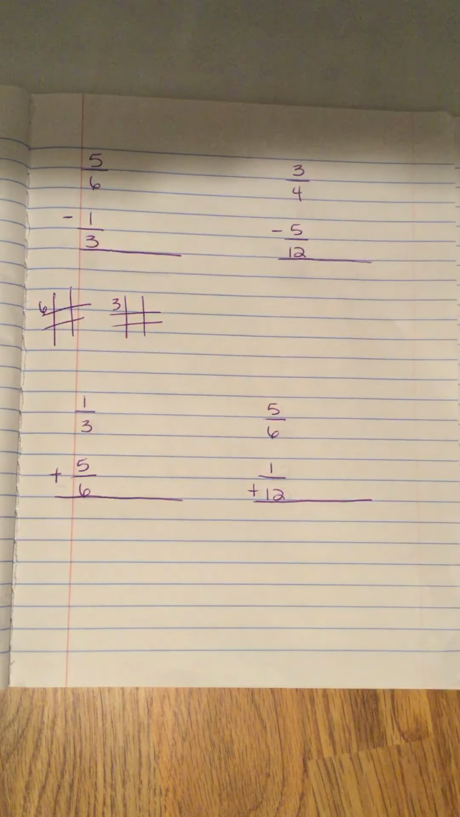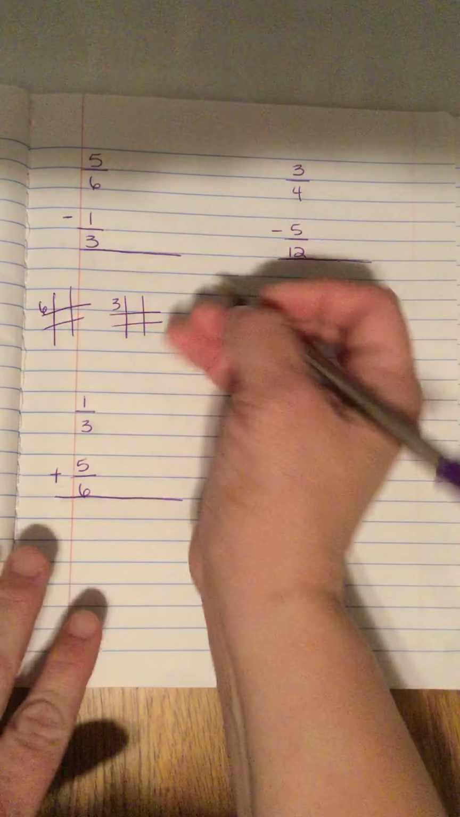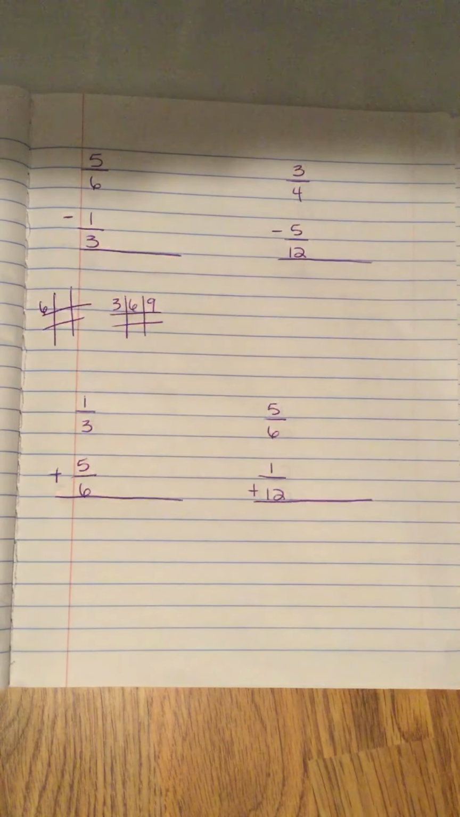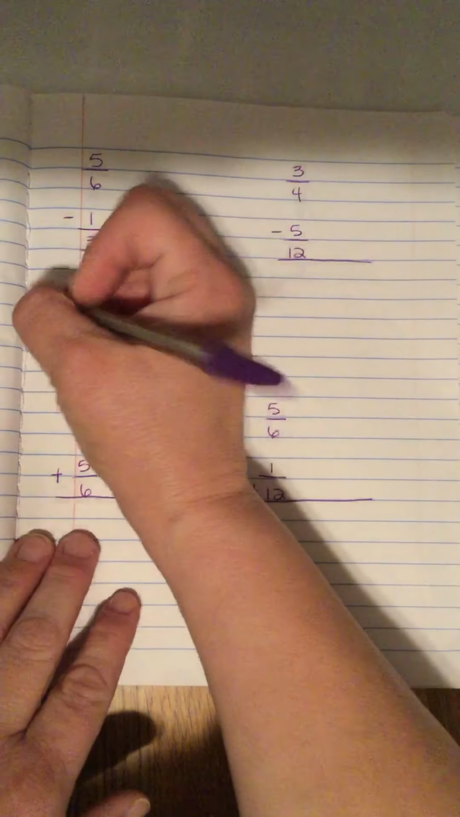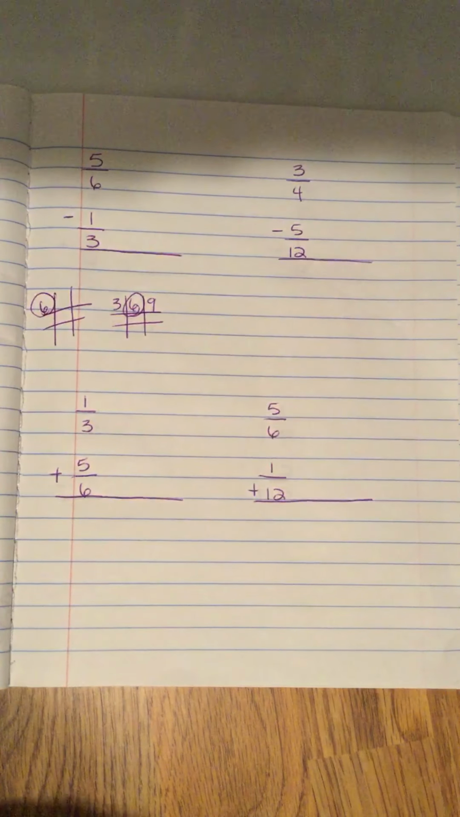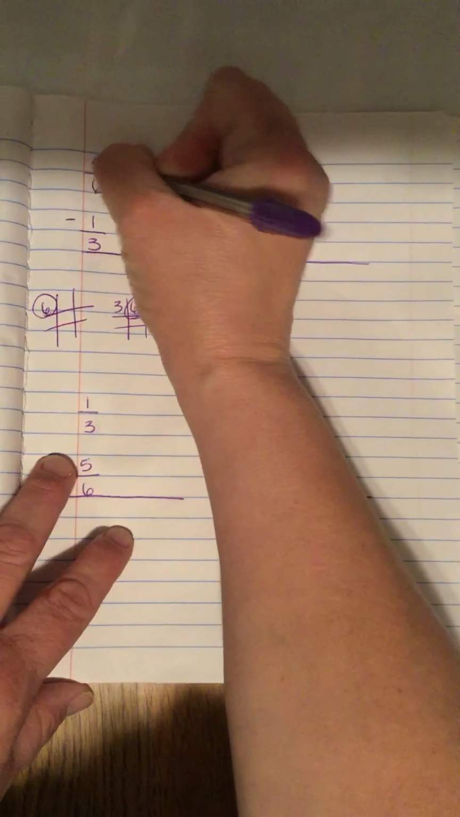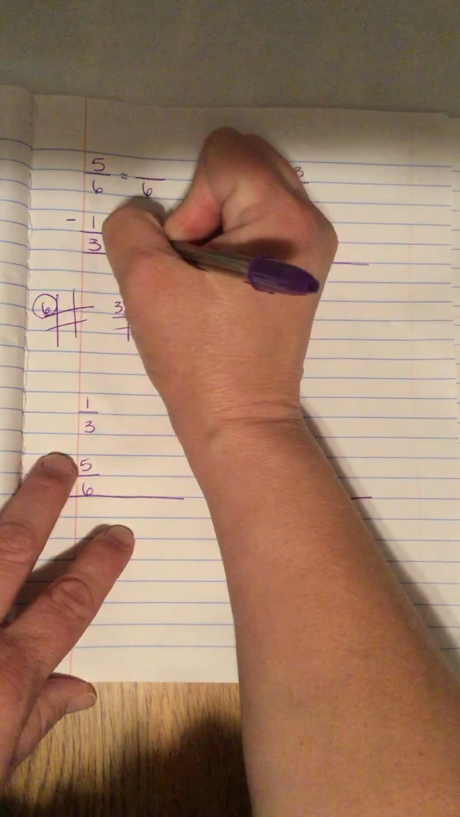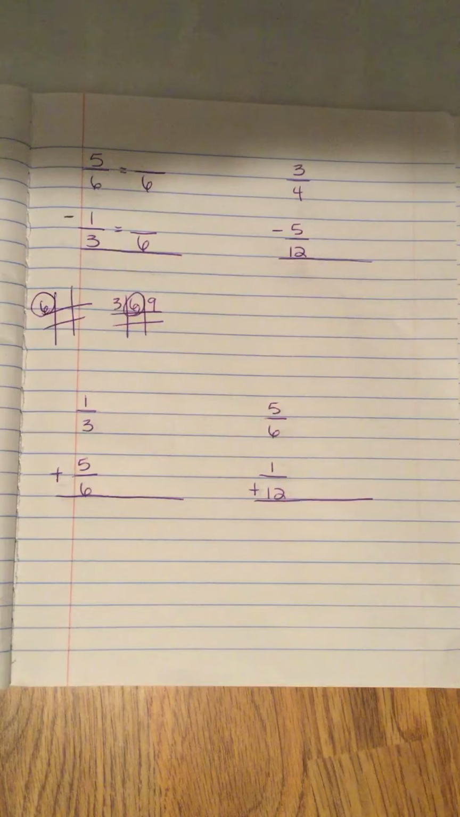So let's list the multiples for 6 and 3. I'm going to start with 3. 3, 6, 9. What would your LCM be? Have you already found it? The LCM is 6. Okay, so we're going to make equivalent fractions with 6 as the denominator.